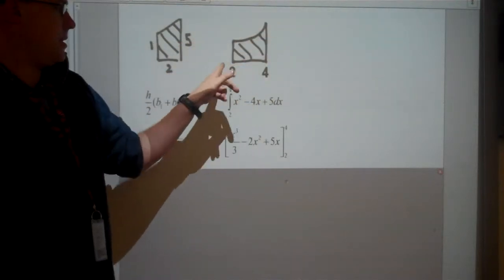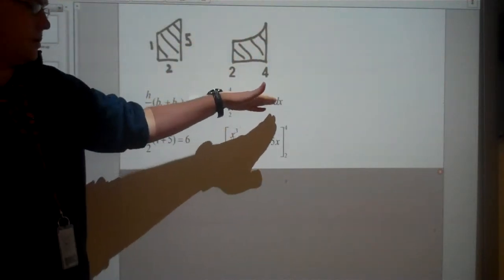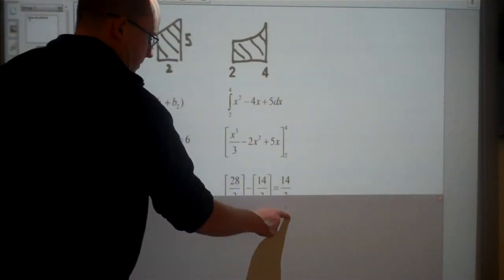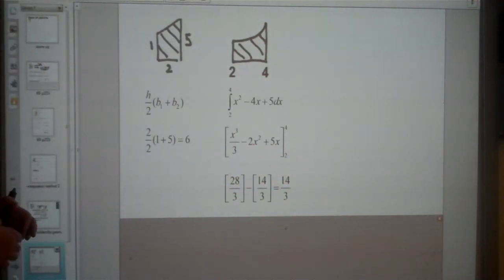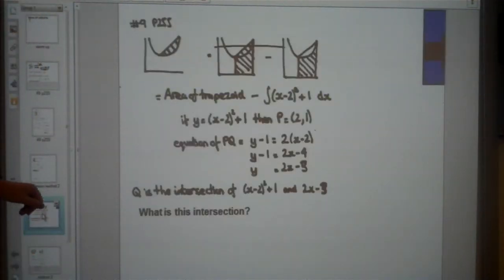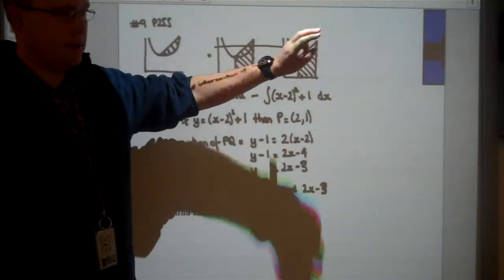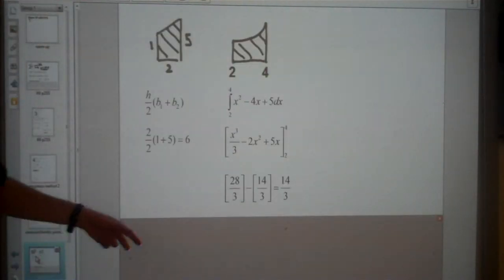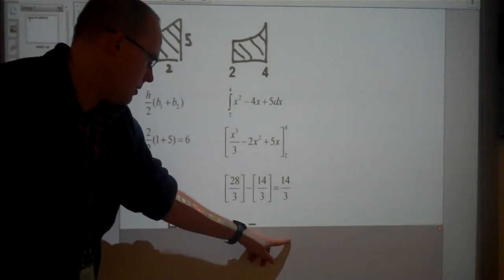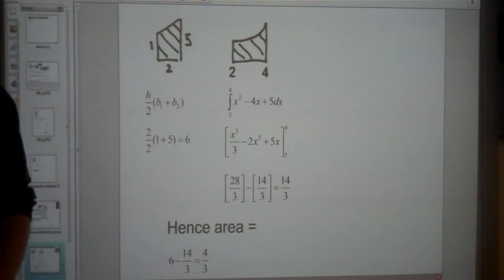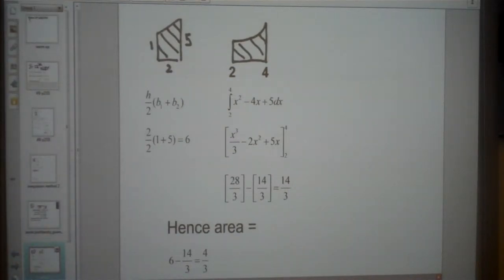We can go ahead and work out the integral for this part here. Remember, this is just (x minus 2) all squared plus 1, and then go ahead and integrate that, and we get an answer of 14/3. And if we go back to our original picture, if we want to find that specific area, we can do the area of the trapezium, take away the area under the curve, and you end up with 6 take away 14/3, which once again is 4/3. So essentially 3 different ways of doing the same question.